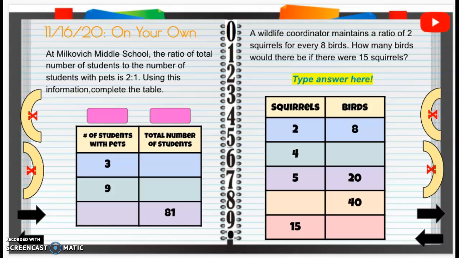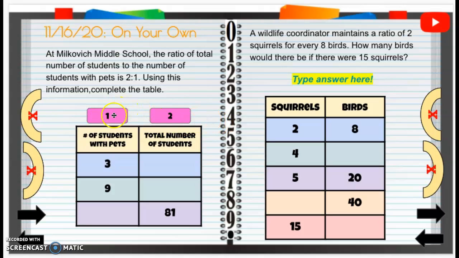At Milkovich Middle School, the ratio of total number of students to the number of students with pets is 2 to 1. Using this information, complete the table. All right, so we know that the total number of students to the number of students with pets is 2 to 1. So total number of students, I'm going to put a 2 here, to 1. So in this case, it's going to be backwards here.